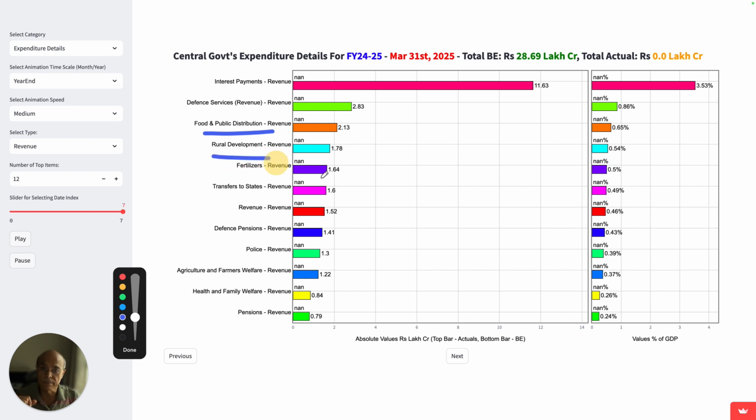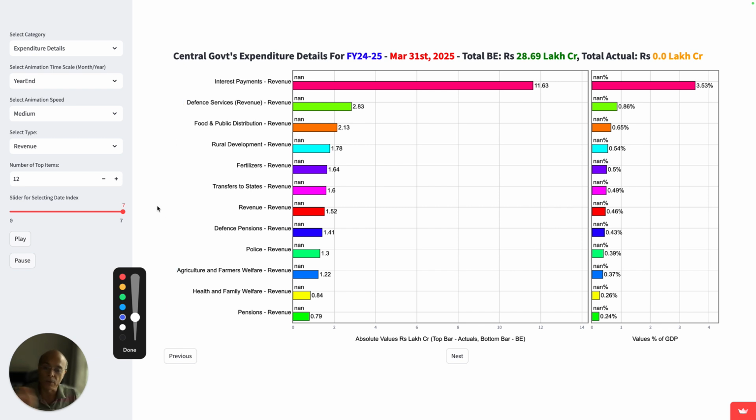Rural development is covered here. Fertilizer subsidy is covered here. Then there are transfers to states on revenue account. And then there is a category, revenue under the Ministry of Revenue budget. And then defense pension, police revenue, where salaries, etc. are there. Agriculture and farm welfare revenue, and health and family welfare revenue. And then finally the pension, the central government pension, is the last item here. So how many items do we have? 12 items, right?